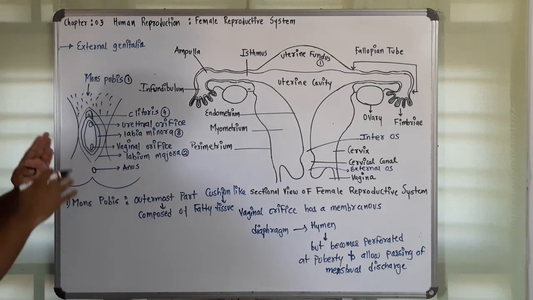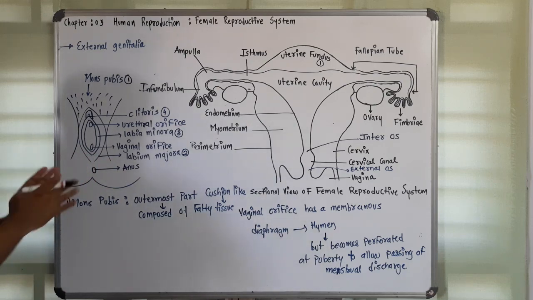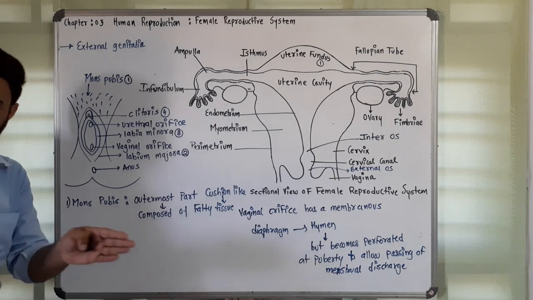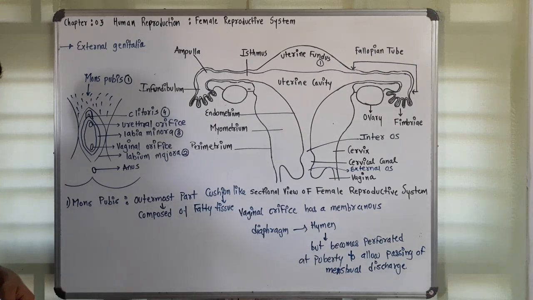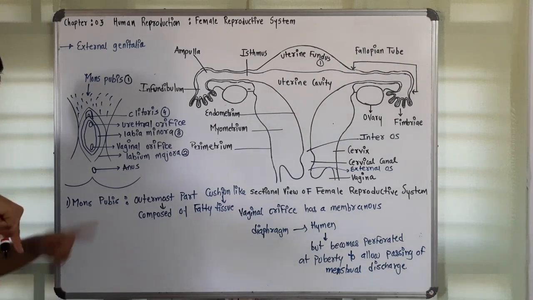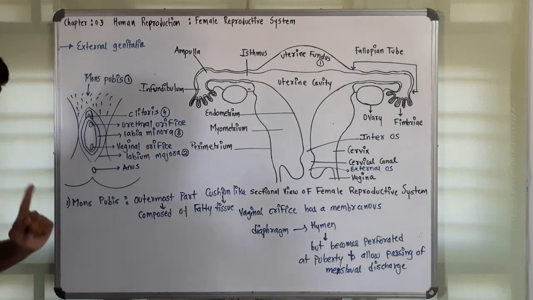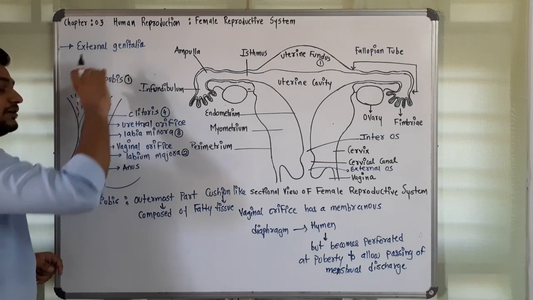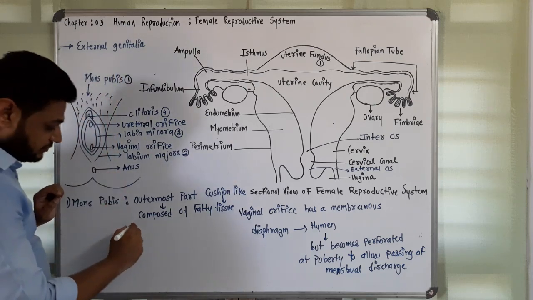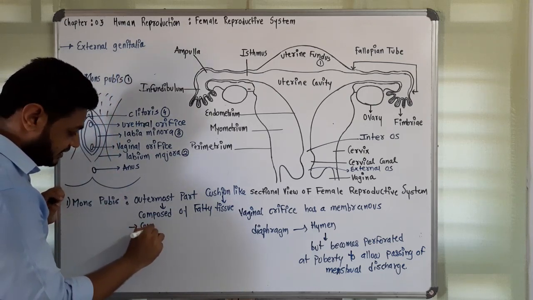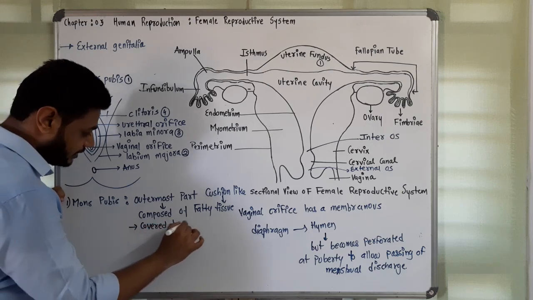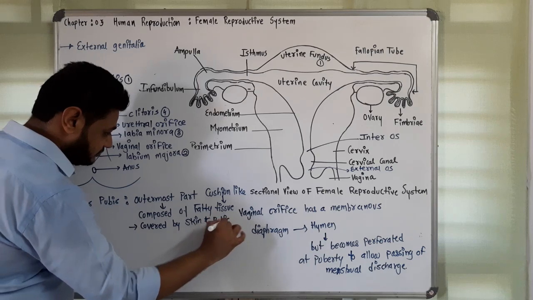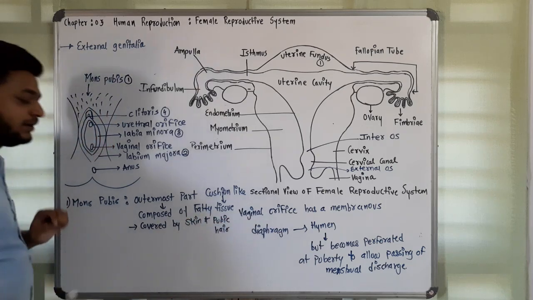In this case, the urinary or excretory system is separate and the reproductive system is separate. So we cannot use here the word urinogenital tract, which was used in male. I have already said this in that video also, and now also I am saying it. Remember this. This is mons pubis. It is covered by skin and pubic hair. So this is about the first thing.